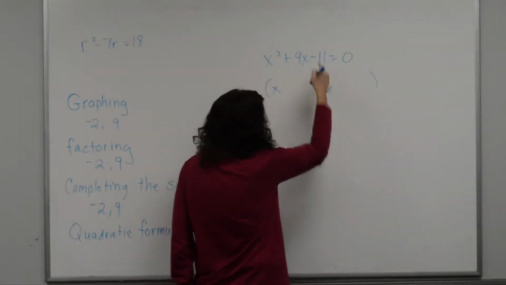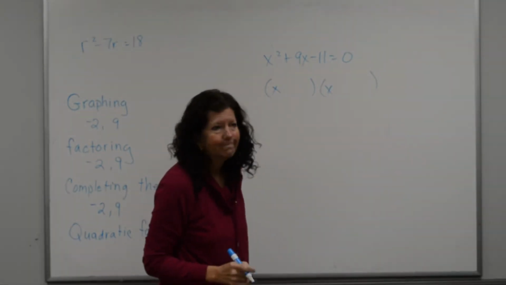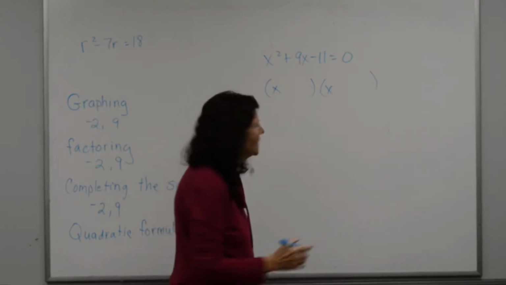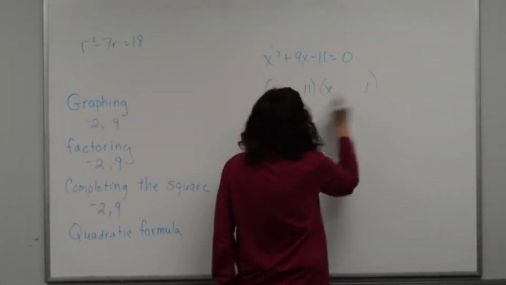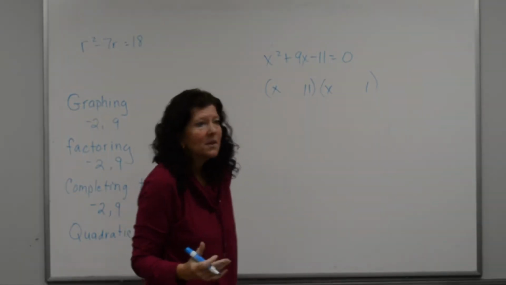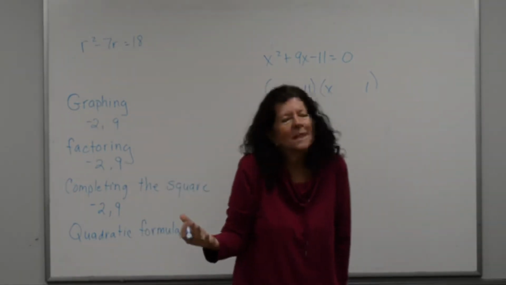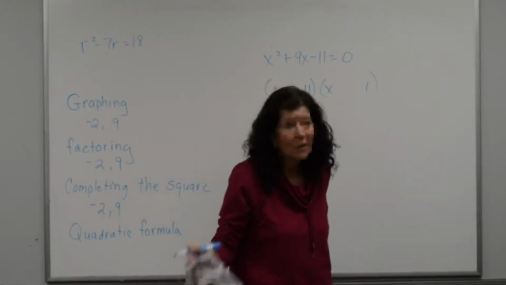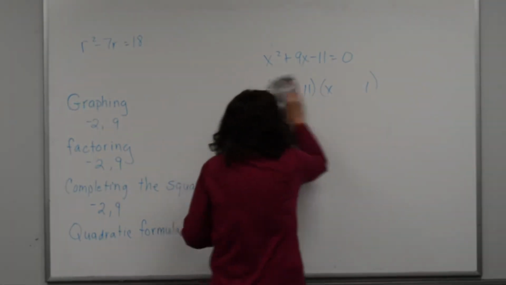What are my choices for 11? 11 and 1, that's about it. Is there any way for me to get 9x out of that? No, so we would have said, oh, it's prime. Well, you can't say it's prime anymore, because you literally can work it out.